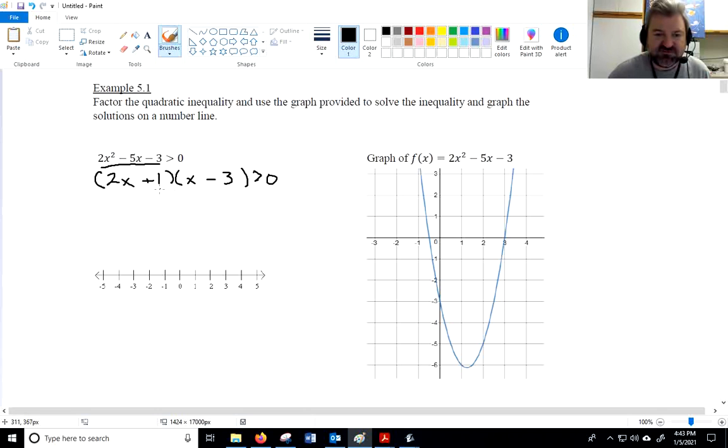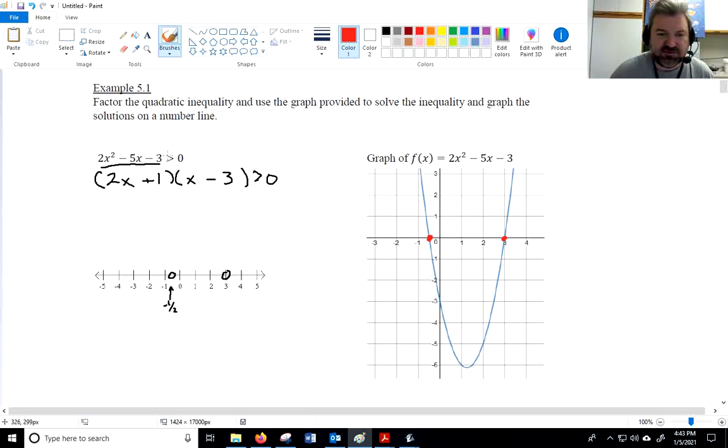Now, the zeros of these factors are going to be -1/2. So I'm just going to put that right here. -1/2. That's what that is right there. And the zero of this factor is +3. Well, we can see that. That's why we studied the relationship between zeros, factors, and x-intercepts. We can see that right there.